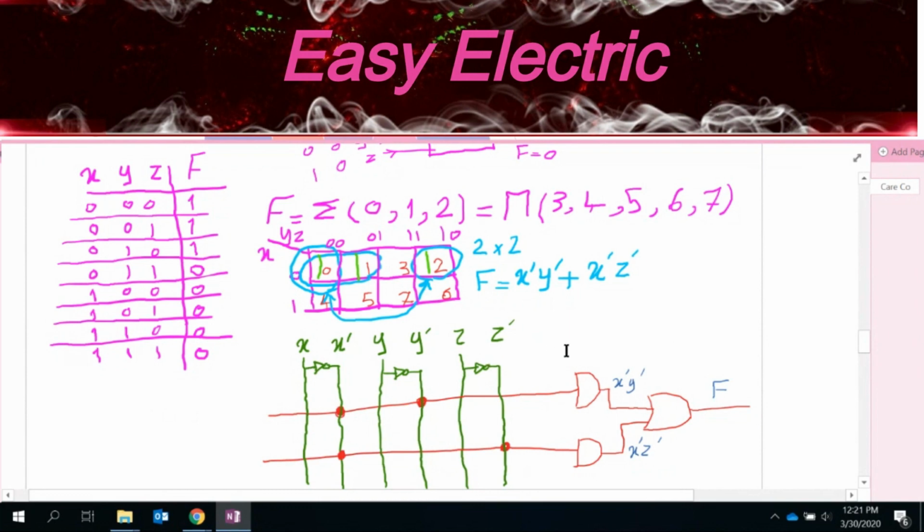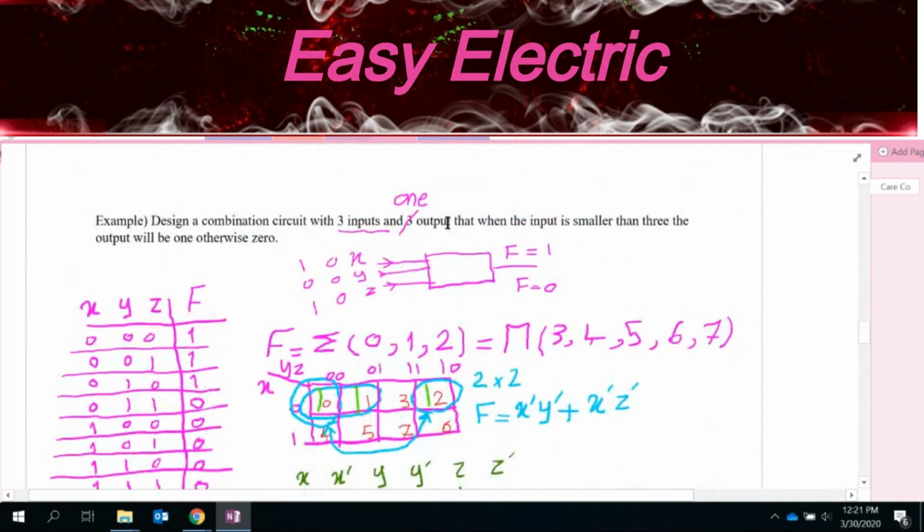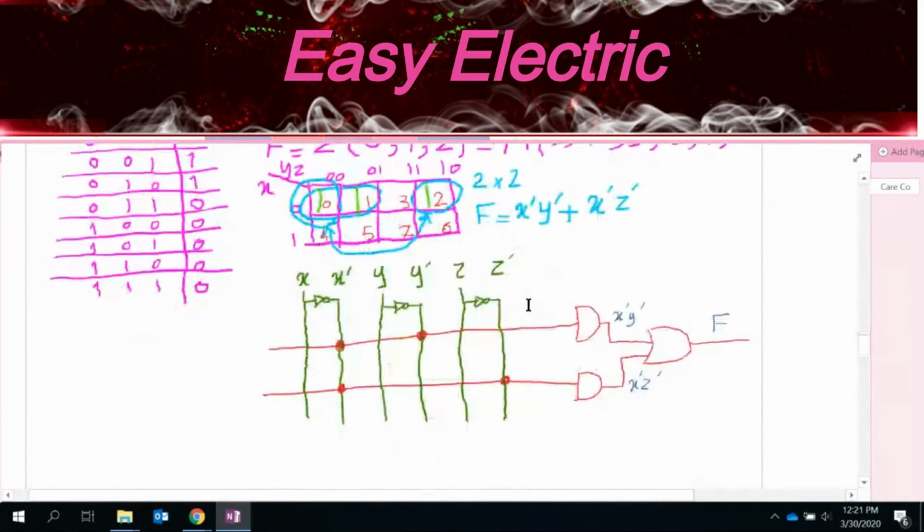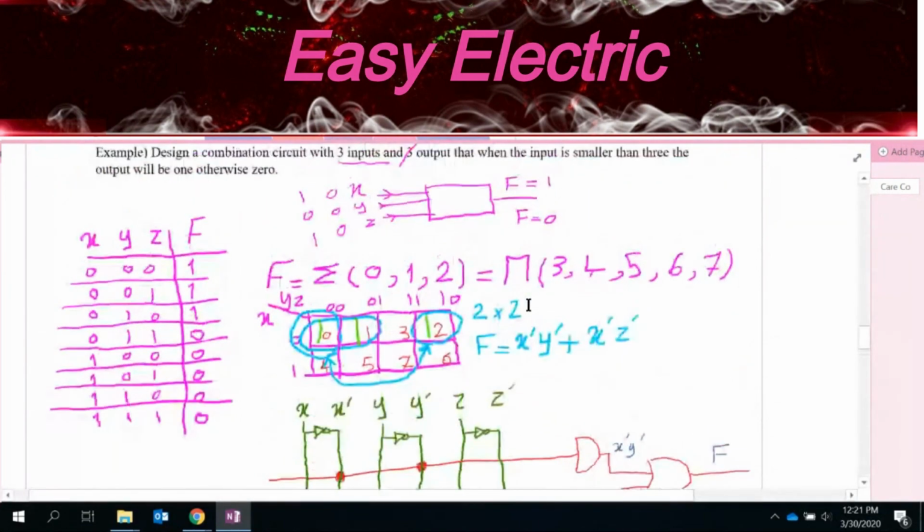So this is what you want to do, right? They want to design this kind of circuit that is able to take 3 inputs and tell us whether the number is smaller than 3 or greater than 3, okay? So any question? Which is very cool.